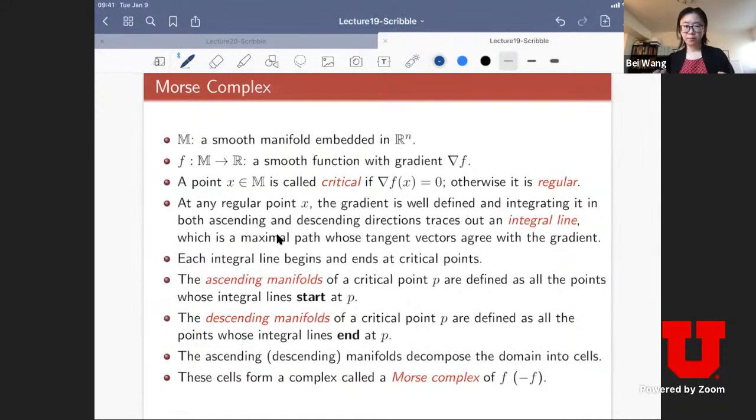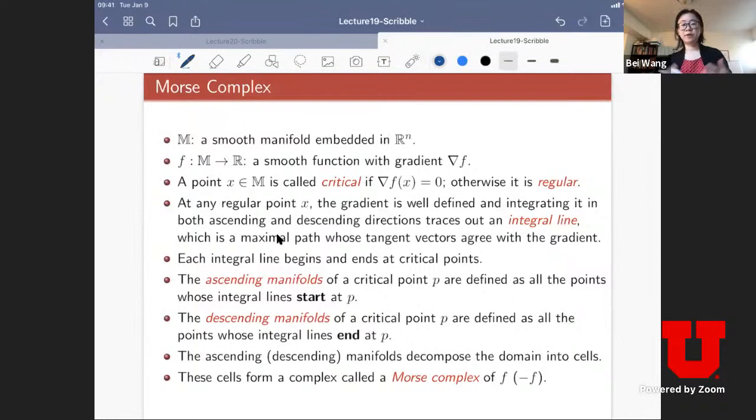A Morse complex is really related to the Morse-Smale complex. To start, let's say I have a smooth manifold embedded in R^n. Remember, a manifold is where locally you look like a plane of dimension n. In most practical applications of the Morse complex and Morse-Smale complex, we rely on the manifold being in two or three dimensions, because those are the data that commonly arise in scientific simulations. But the definition for the Morse complex generalizes to any dimension.